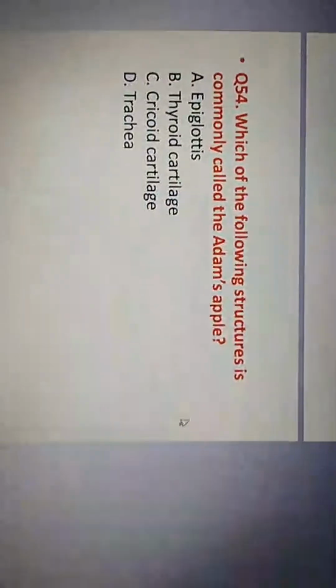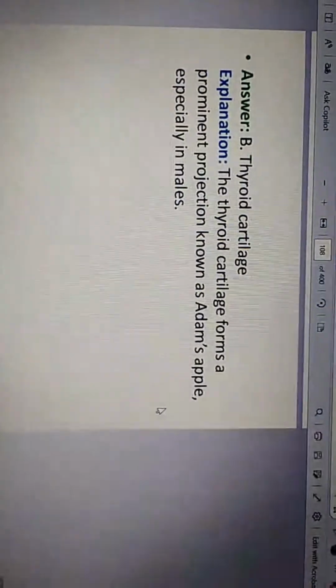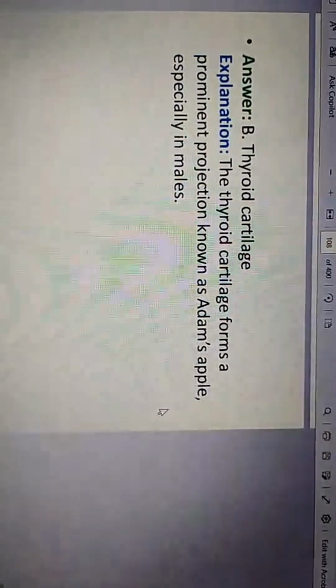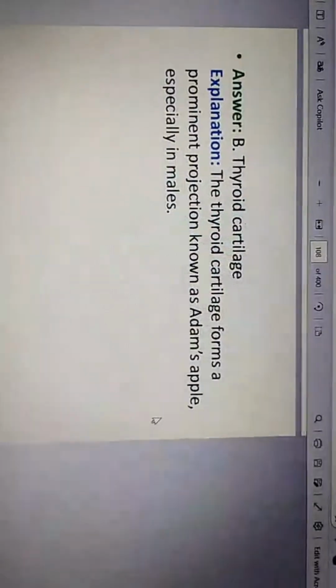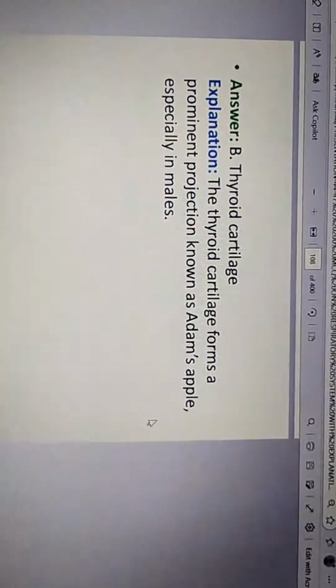The correct answer is option B, thyroid cartilage. The thyroid cartilage forms a prominent projection known as Adam's apple, especially in males. The next question.